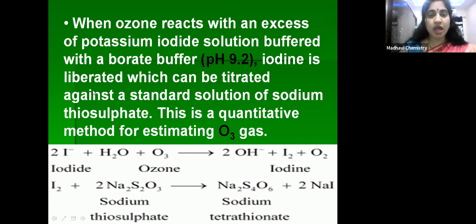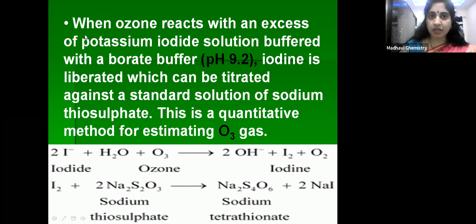Now see here, after liberating iodine, how do we calculate the amount of iodine? It can be done by titrating with sodium thiosulfate. See children, this is sodium thiosulfate. The iodine liberated is treated with sodium thiosulfate, and it gives sodium tetrathionate plus sodium iodide. So by this method we can estimate ozone, right, children?